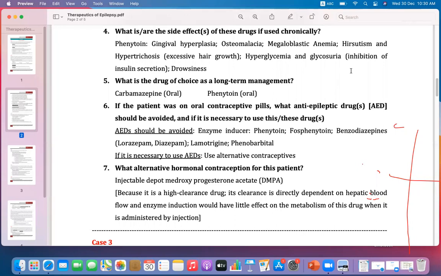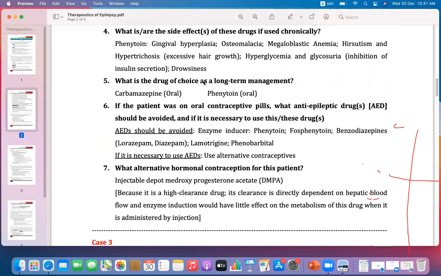Generally, we have to know the drug-drug interactions, and we know that most of the common drugs, including phenytoin, phosphenytoin, benzodiazepines, then lamotrigine, phenobarbital, and benzodiazepines including lorazepam and diazepam, are responsible for enzyme induction.